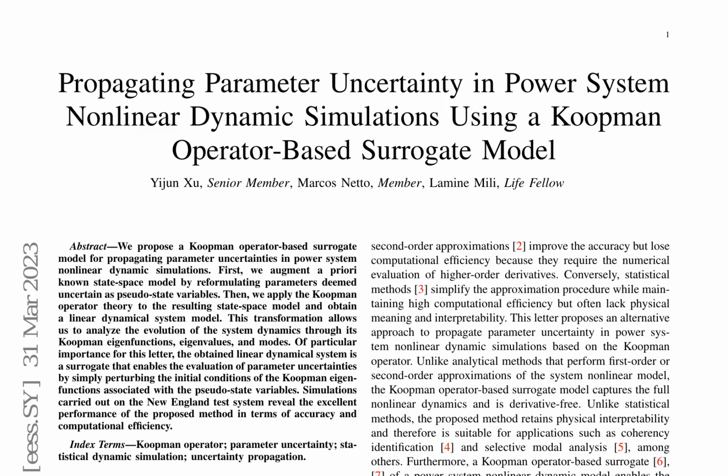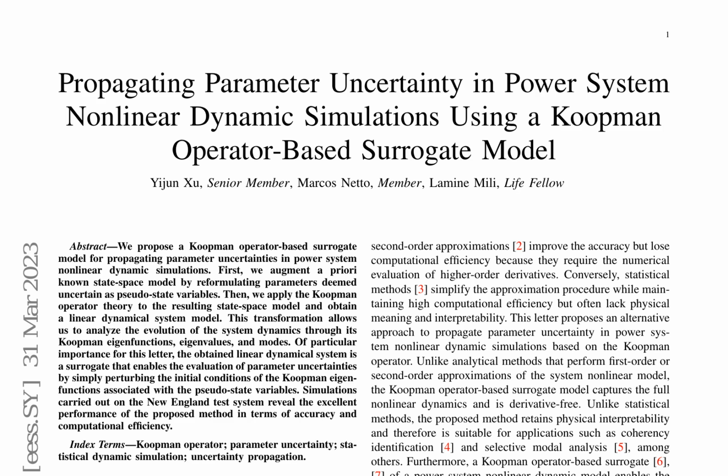The proposed research presents a novel approach to propagate parameter uncertainty in power system nonlinear dynamic simulations using the Koopman operator. This method captures full nonlinear dynamics without requiring derivative evaluations, retains physical interpretability, and allows for efficient evaluation of a large set of parameters with high accuracy.